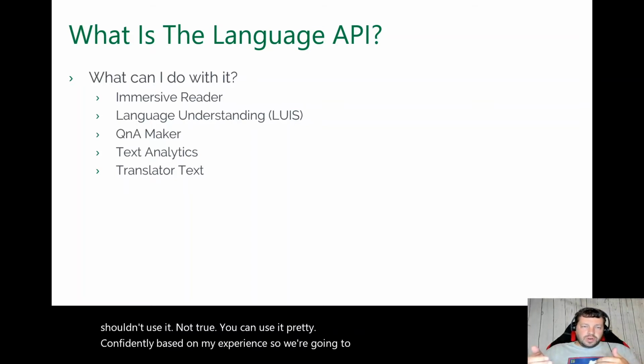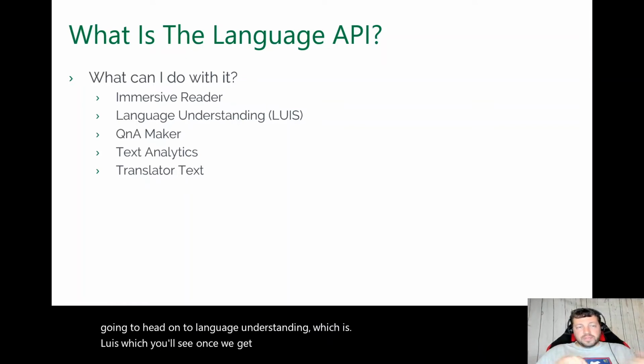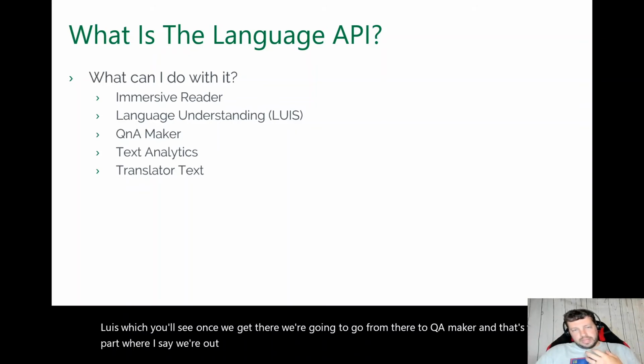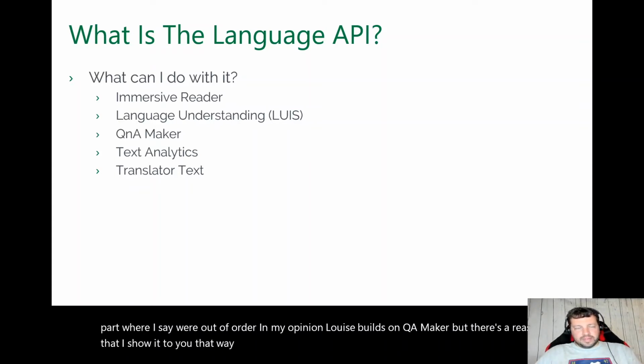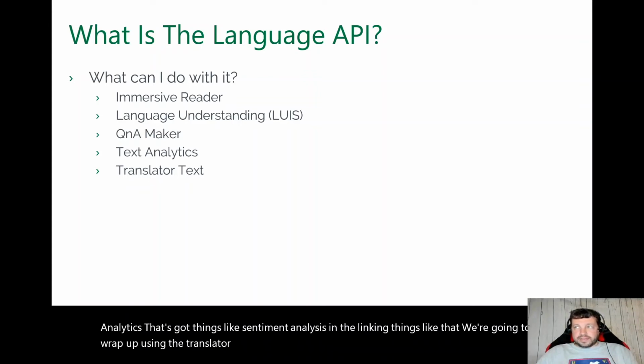We're going to head on to language understanding, which is Luis, which you'll see once we get there. We're going to go from there to QAMaker, and that's the part where I say we're out of order. In my opinion, Luis builds on QAMaker, but there's a reason that I show it to you that way, and we'll get to that here in a few minutes. We're going to do text analytics. That's got things like sentiment analysis, entity linking, things like that. And we're going to wrap up using the translator API and translator text.